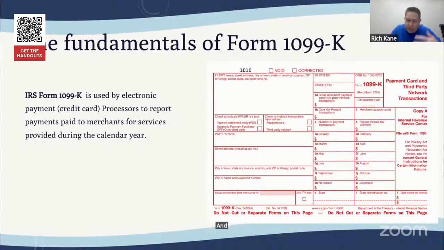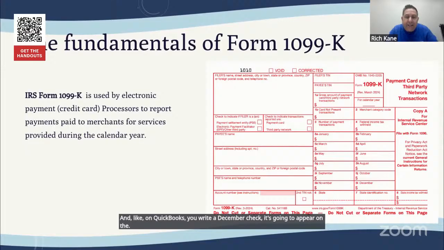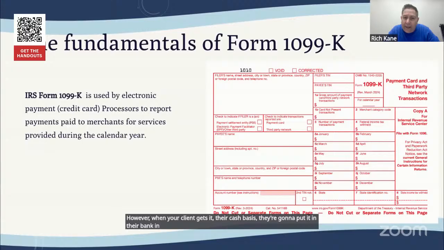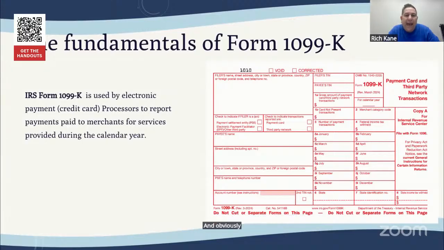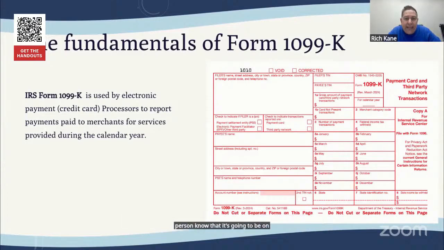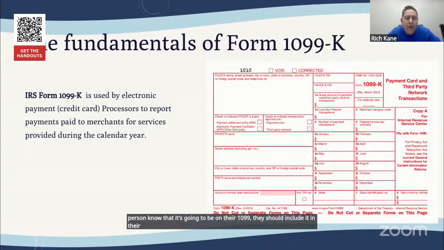On QuickBooks, if you write a December check, it's going to appear on the 2025 1099. However, when your client gets it, being cash basis, they're going to put it in their bank in January, and obviously there could be a mismatch. So everyone, if you write any checks out the last week of the year that are 1099able, it should be a nice courtesy to let your person know that it's going to be on their 1099. They should include it in their 2025 revenue, or they're unfortunately going to get a mismatch notice and a nasty gram. On to the next slide.